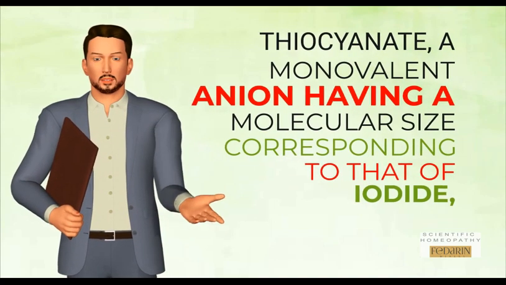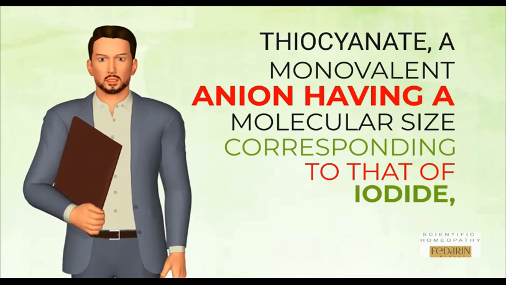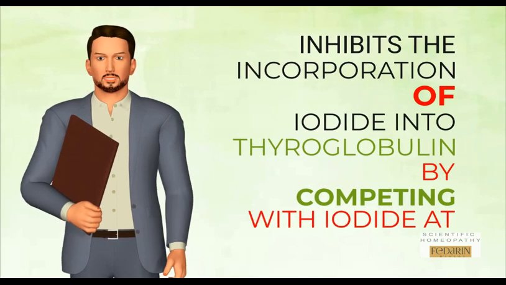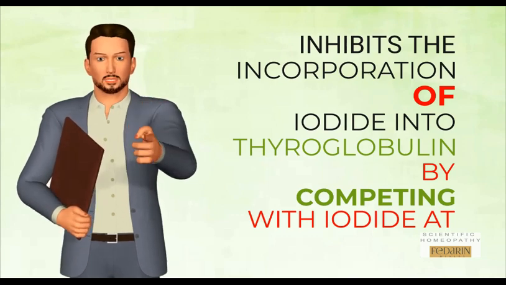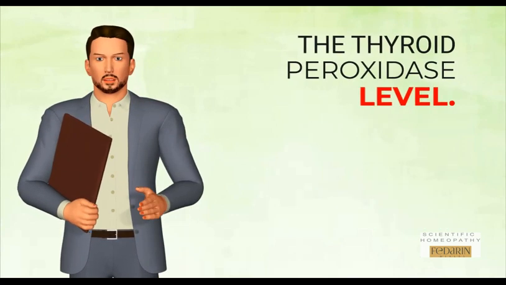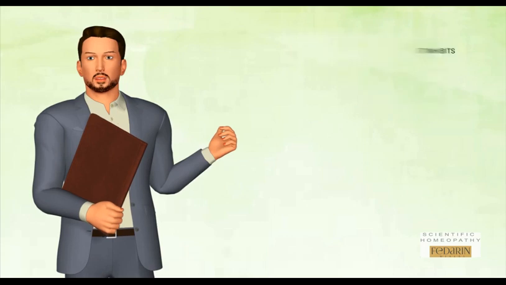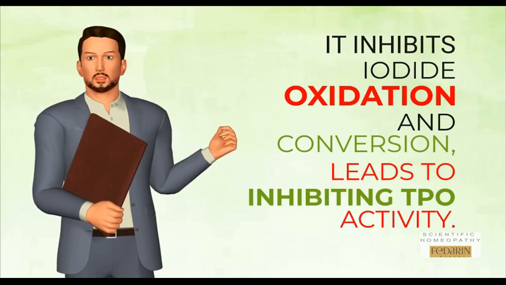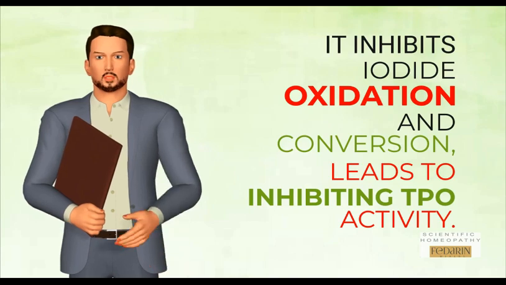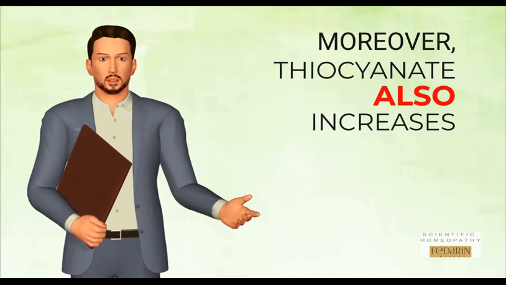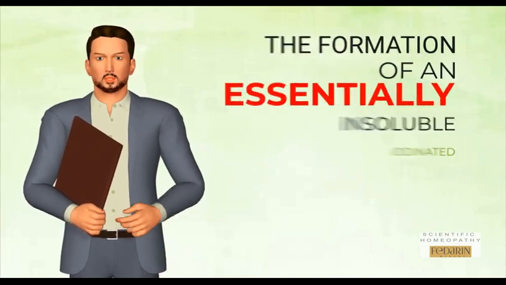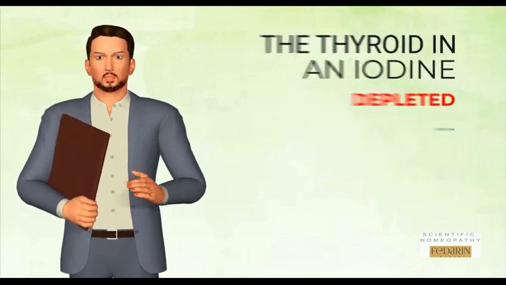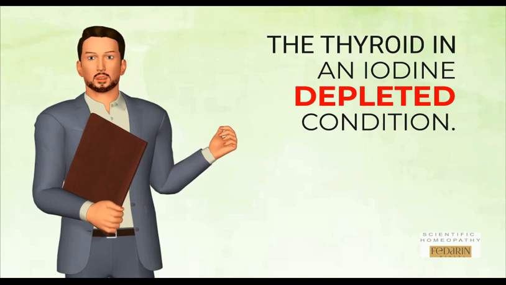Thiocyanate, a monovalent anion having a molecular size corresponding to that of iodide, inhibits the incorporation of iodide into thyroglobulin by competing with iodide at the thyroid peroxidase level. It inhibits iodide oxidation and conversion, which leads to inhibiting TPO activity. Moreover, thiocyanate also increases the formation of an essentially insoluble iodinated thyroglobulin within the thyroid in an iodine-depleted condition.